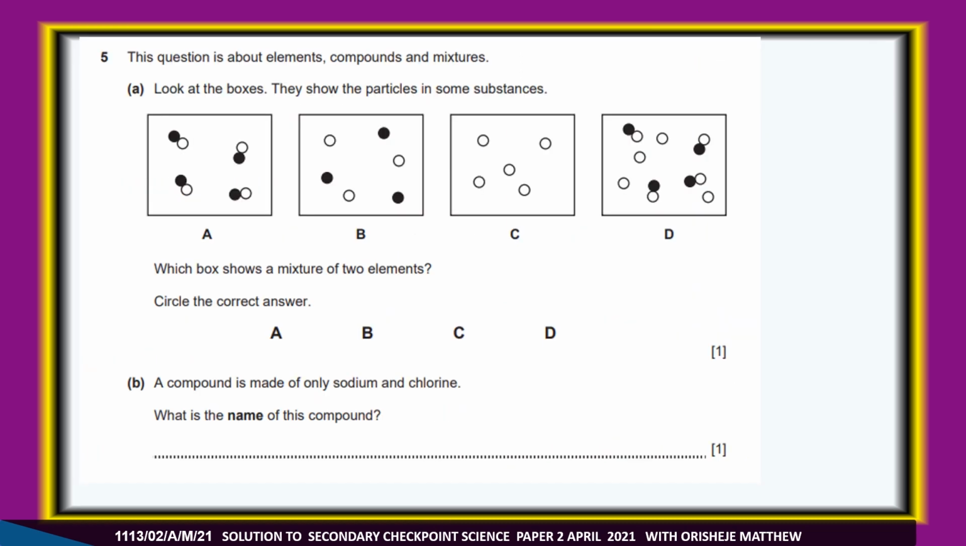Question 5. This question is about element, compound, and mixture. Look at the boxes. They show the particles in some substances. Which box shows a mixture of two elements? Two different atoms, the shaded one and the unshaded. Then this one is showing a mixture of compound and elements.